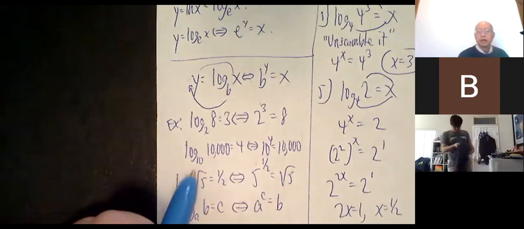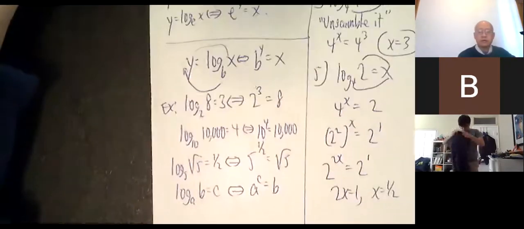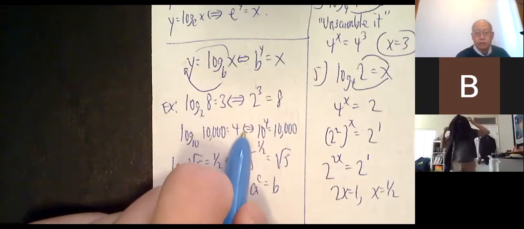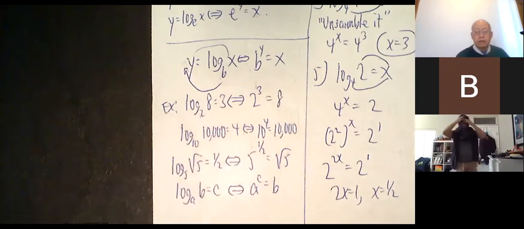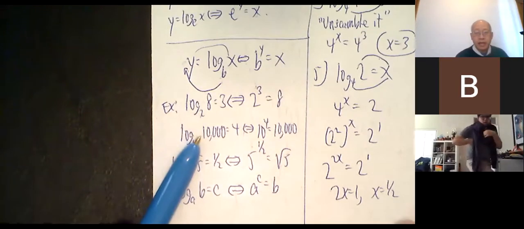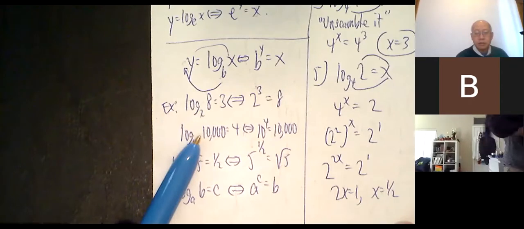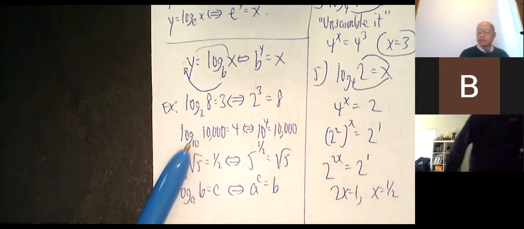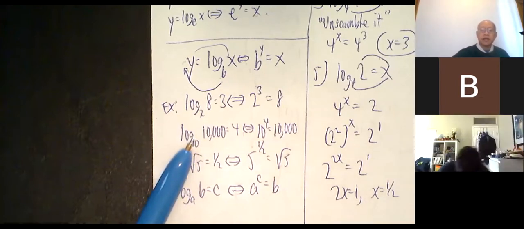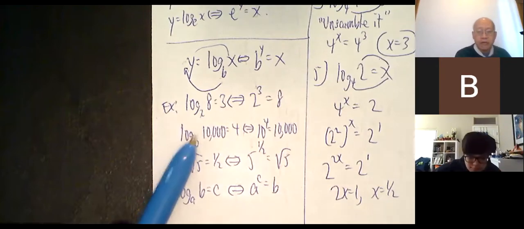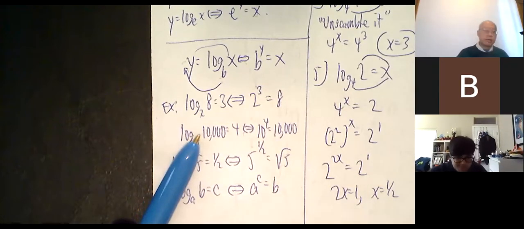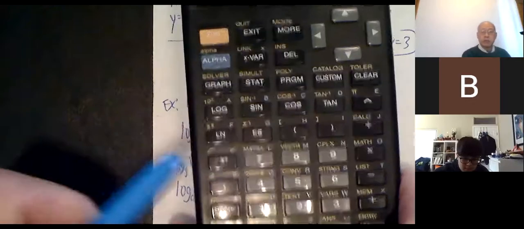Okay, let's try log base 10 of 10,000 equals 4. And by the way, if you don't see any base there, it's understood to be base 10. So if you just see log of 10,000, it means log base 10 of 10,000. So the understanding is every log has a base, and if you don't see a base, it's understood to be base 10. And your calculator should obey that rule too.